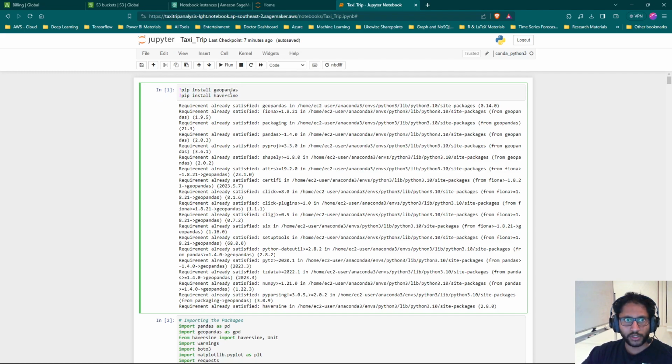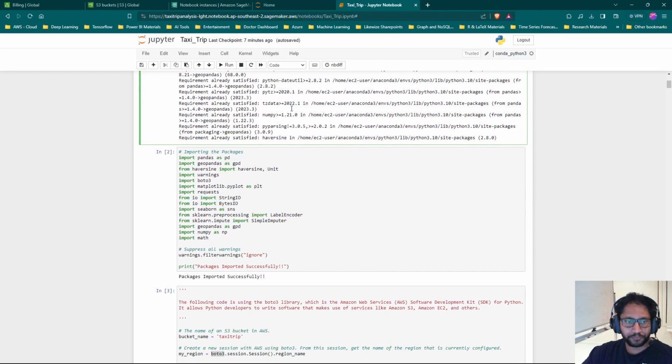So I had to install these two things. GeoPandas is used in order to access the shape files, which are the latitude and longitude files, and the Haversine package is used to compute the geographical distances, because the Earth is a sphere, so we need to use Haversine so it can compute the distance. And I'm importing the basic packages which are necessary to analyze this data.